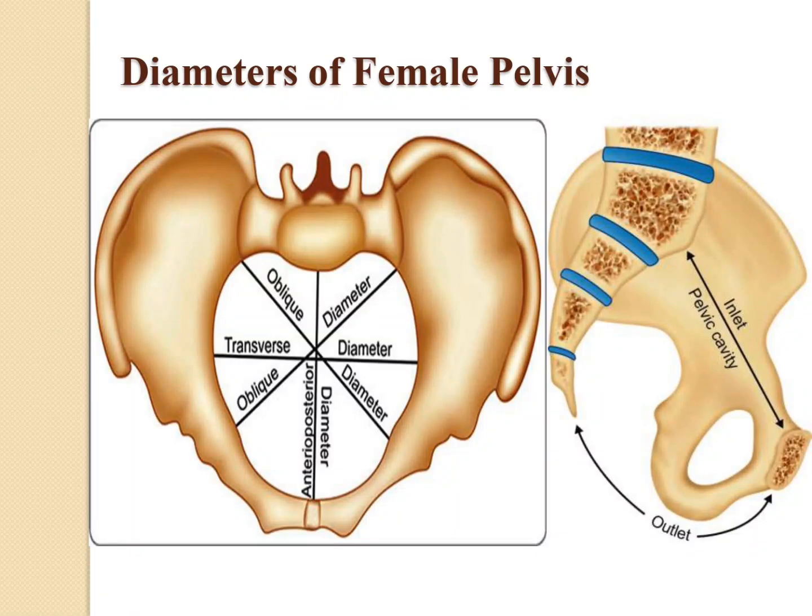Now we will discuss diameters of female pelvis. Pelvic diameters are critical measurements in obstetrics as they determine the capacity of the pelvis to allow passage of the fetus during childbirth. In other words, obstetric diameters are measurements of the female pelvis that are used to assess whether a woman can give birth vaginally.